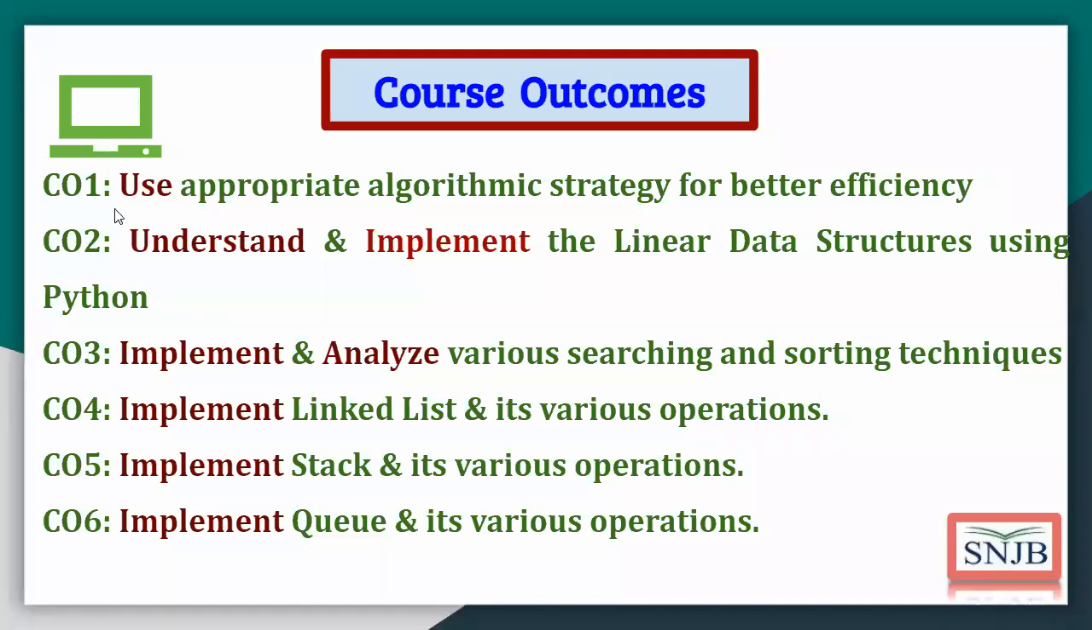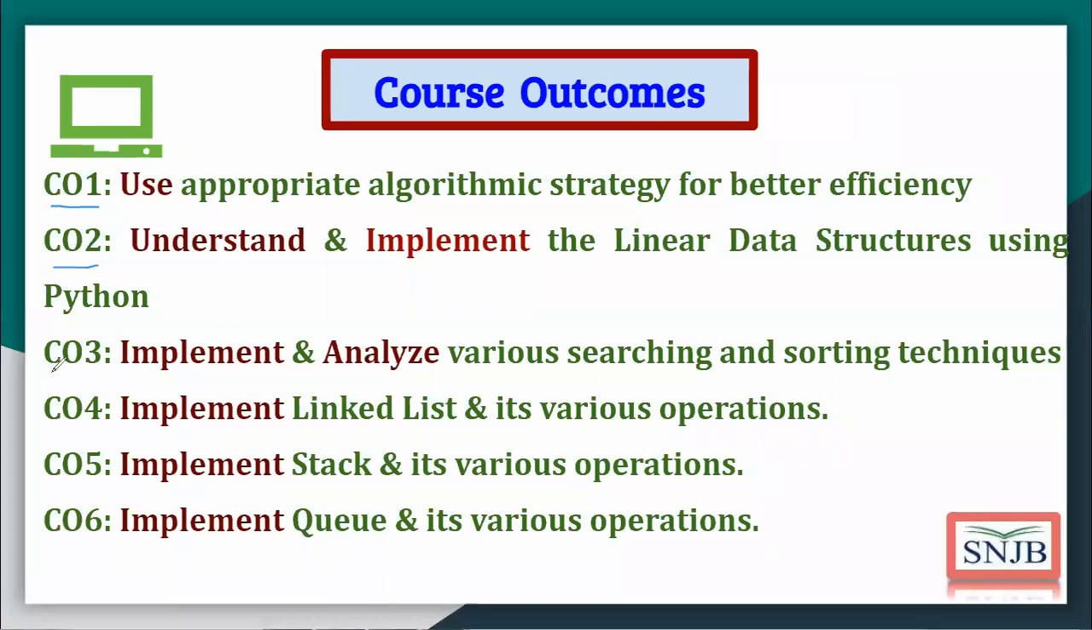Okay, so first of all, this is what is given as CO1, CO2, CO3, CO4, CO5, CO6. These COs are given by the university. This is CO1, this is 2, this is 3, this is 4, this is 5, and this is 6 here. So here we have to use appropriate algorithmic strategy for better efficiency. After clearing all the data structures, you can understand what kind of algorithm strategy to use for better efficiency of that problem solution.